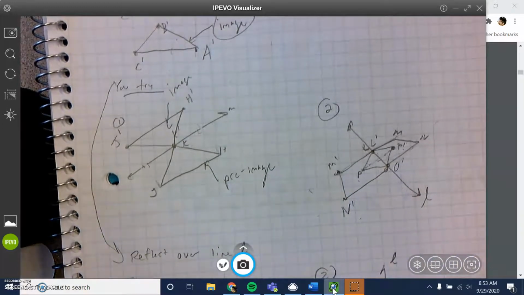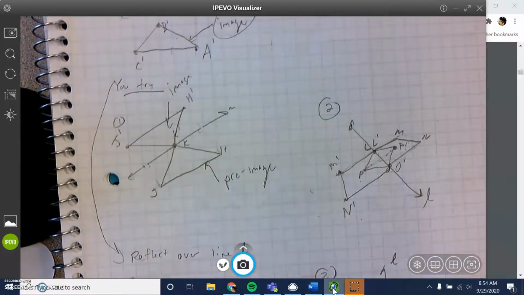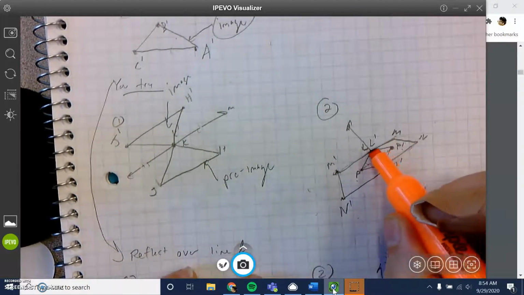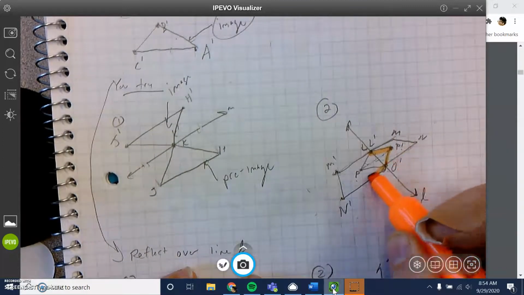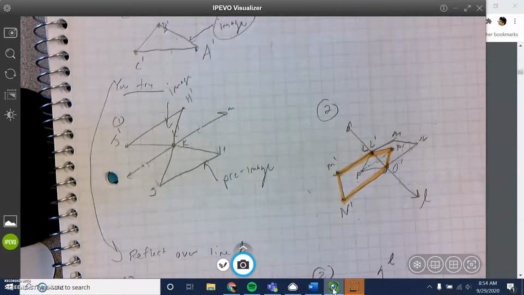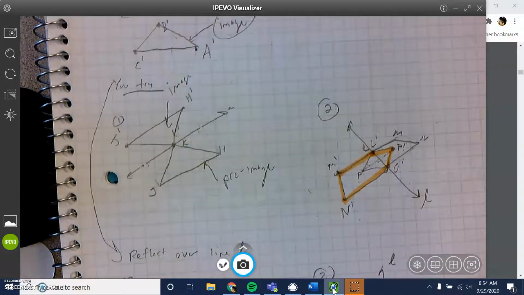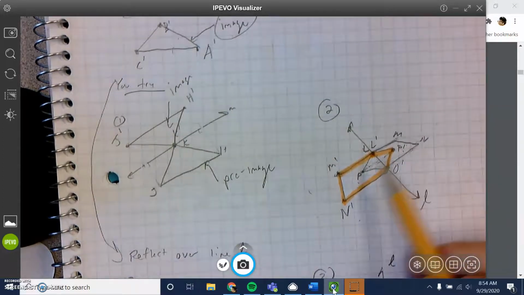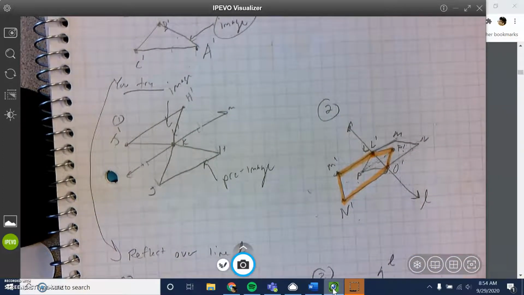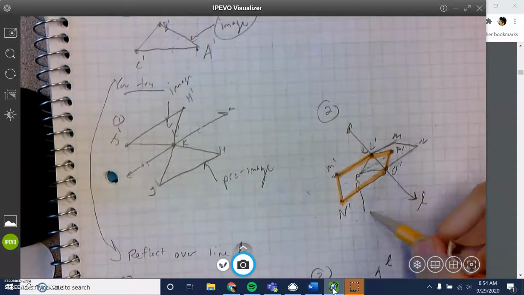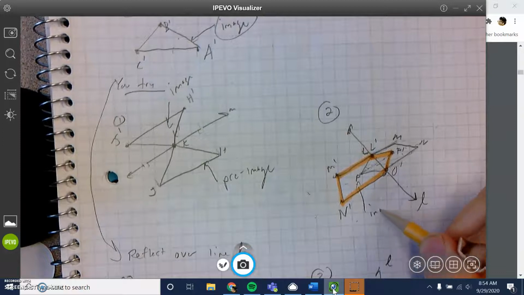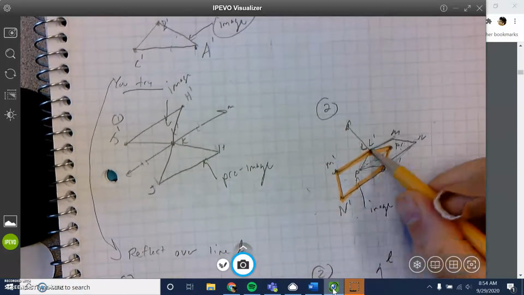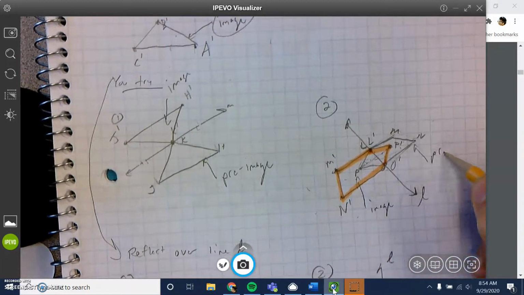So this is what I just did. So I'm going to trace my image like that, so you can see it more clearly. So this is the pre-image, and then you flip the small part, then you flip the big part. So both parts are flipped. So the orange is the, what do you call this? Yeah, image, and then the one in pencil, the original one, is the pre-image.